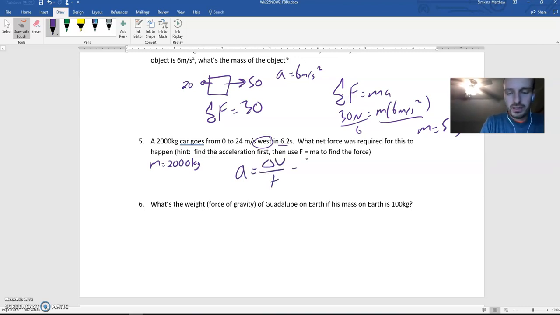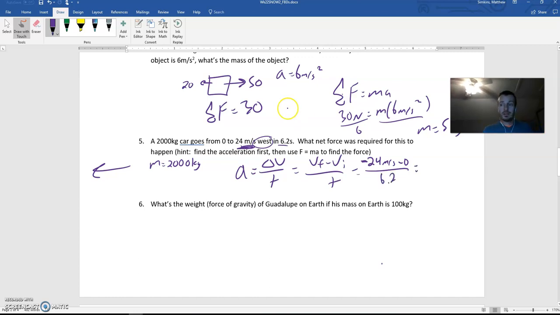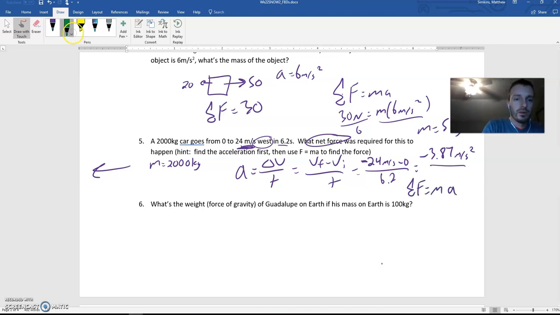But let's not forget what acceleration is. Acceleration is a change in velocity over time, which can also be written as Vf minus Vi over t. Okay, so in this problem, you notice they give us meters per second. That's velocity, guys. And we go from 0 to 24, so we go 24 meters per second. But it does say west, and so it's actually negative 24, because west is one of our negative directions. So negative 24 minus 0 over 6.2, that's going to get us our acceleration, which just so happens to be negative 3.87 meters per second squared. Then it says what net force is required, so all we have to do to finish this one up is do sigma F equals ma. What's your m?